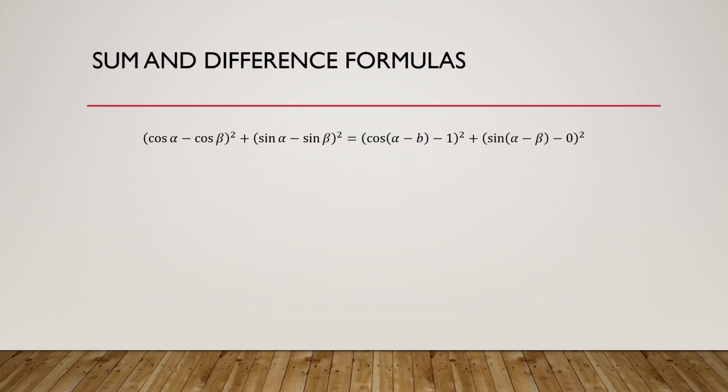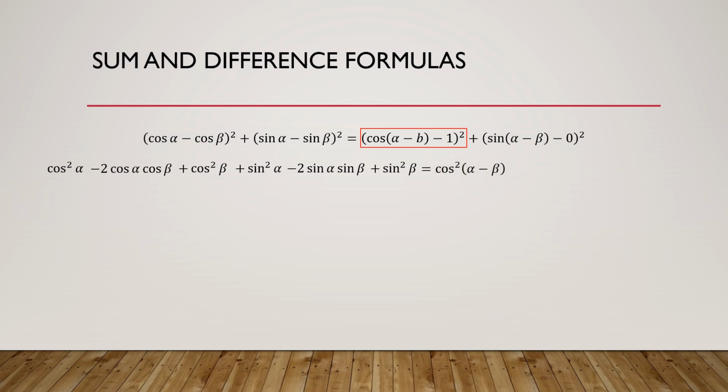Next, we FOIL the binomials. Cosine alpha minus cosine beta quantity squared equals cosine squared alpha minus 2 cosine alpha cosine beta plus cosine squared beta. Sine alpha minus sine beta quantity squared equals sine squared alpha minus 2 sine alpha sine beta plus sine squared beta. Cosine of alpha minus beta, minus 1 quantity squared equals cosine squared of alpha minus beta, minus 2 cosine of alpha minus beta, plus 1. Finally, sine of alpha minus beta, minus 0 quantity squared equals sine squared of alpha minus beta.